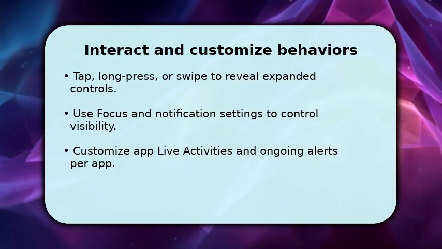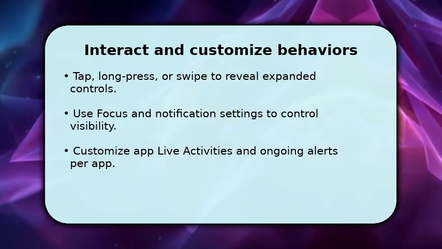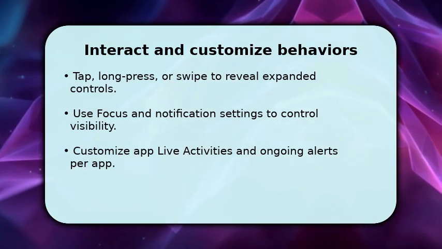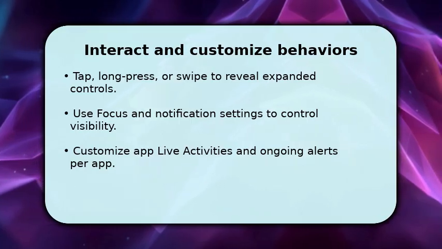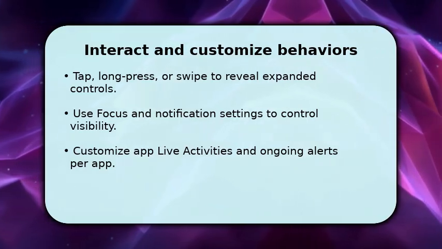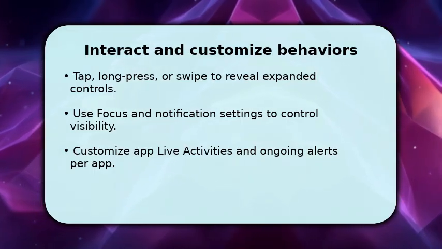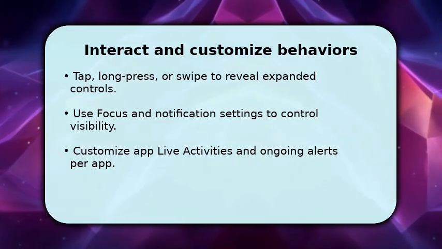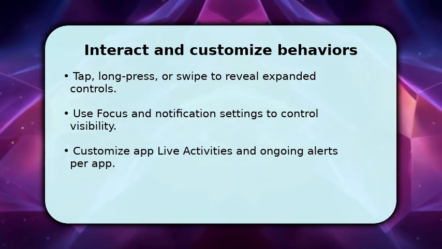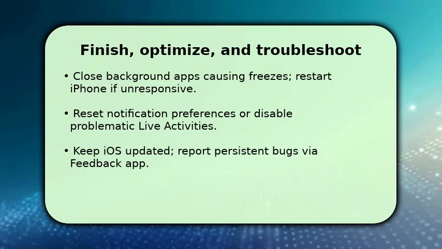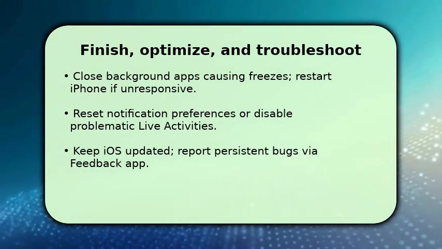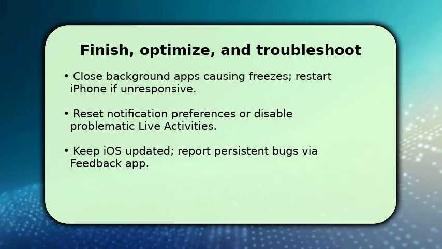Make sure to adjust focus and notification priorities so only relevant live activities appear, and open app settings to fine-tune ongoing alerts. This reduces clutter and ensures the island surfaces timely information instead of noisy, irrelevant updates while you work or drive. To finish, optimize performance and handle issues so Dynamic Island stays reliable.